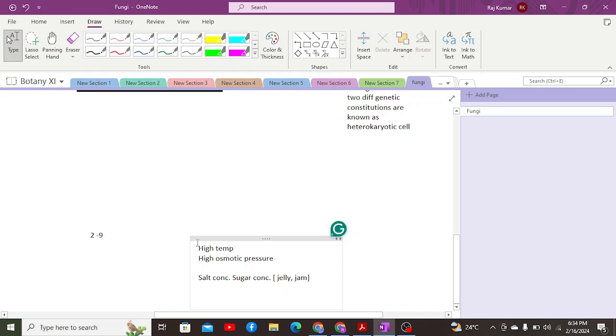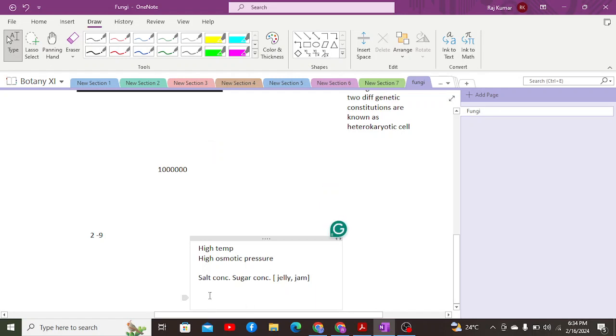And apart from that, they contain around, if I'm not wrong, 1 million species. Not 10 million, 1 million species. They contain almost 1 million species.